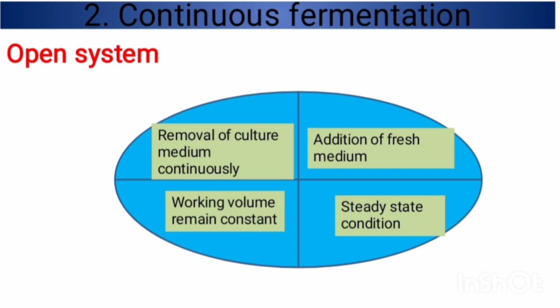The flow of medium into the vessel is related to the volume of the vessel. That is, we can calculate the dilution rate, indicated by D, which is equal to F by V. Dilution rate D is equal to F by V, where F stands for flow rate and V stands for volume of the vessel.